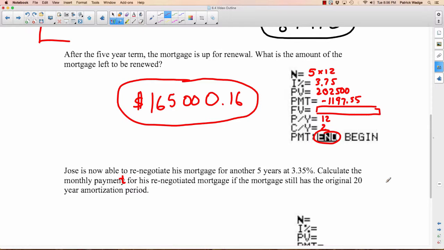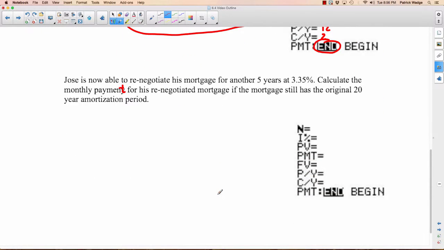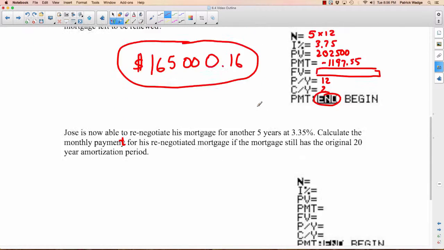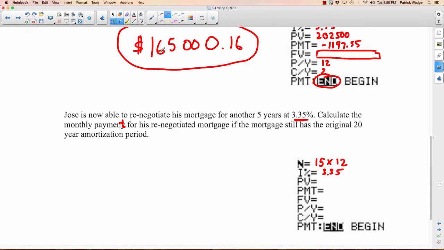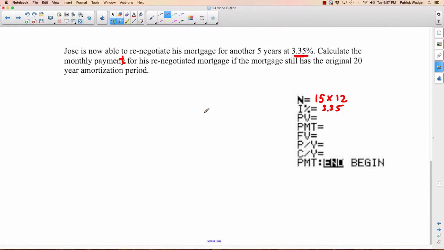It could change, right? Maybe when you renegotiate, you decide, okay, I actually want it at 3.35%, but I want it now to be at 25 years. No, we're going to pretend that it's still going to amortize after that initial 20 years. So in other words, if it's going to amortize after that initial 20 and 5 years are gone, how much is N going to be? There's only 15 years left. 15, and since each payment is monthly, it's 15 times 12. The interest rate, it's only 3.35 now. The previous value, well, that's the amount that you still have left. So that's your $165,000.16.